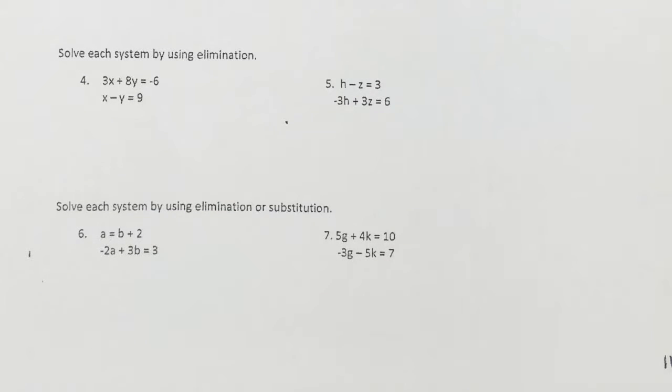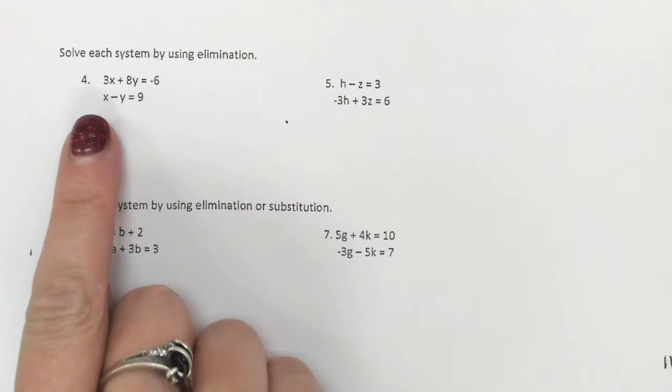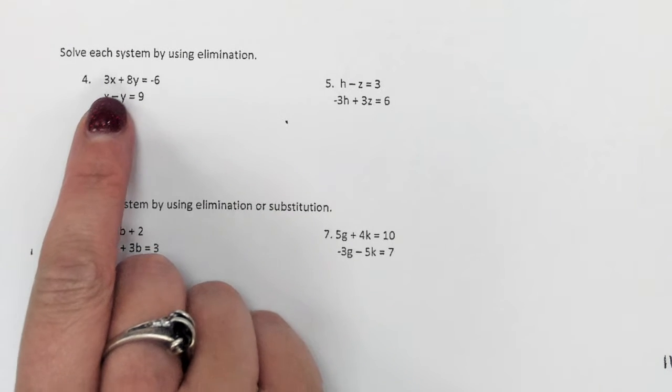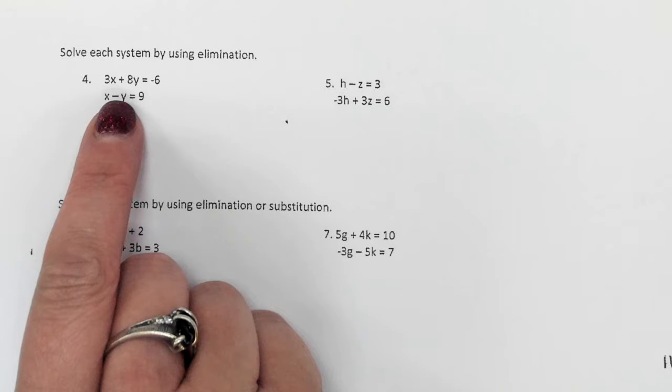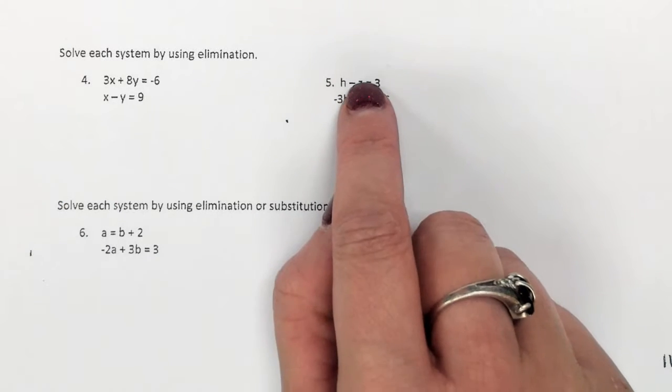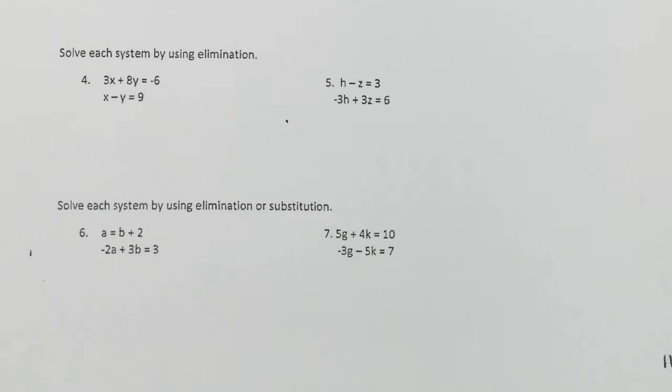All right, number 4. Forces elimination. What do we look for with that? Same number with the same letter. Look at the X's. That one has 3. That one has 1. Are they the same number? No. That one has 8. That one has -1. Are they the same number? No. This one has 1. This one has -3. Not the same. So you have to make them the same by doing what? Multiplying by whatever number makes them the same.